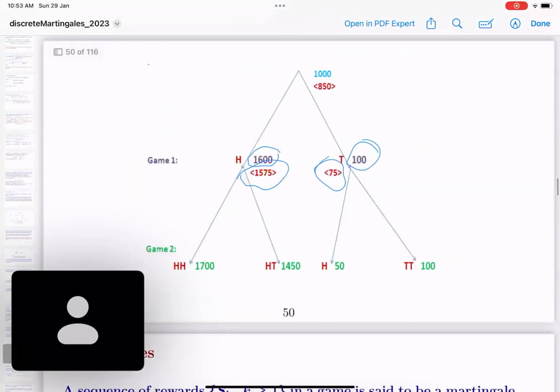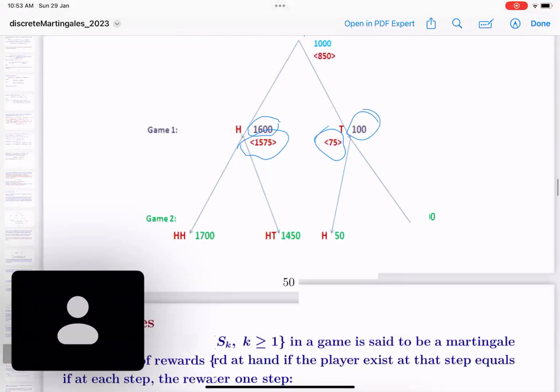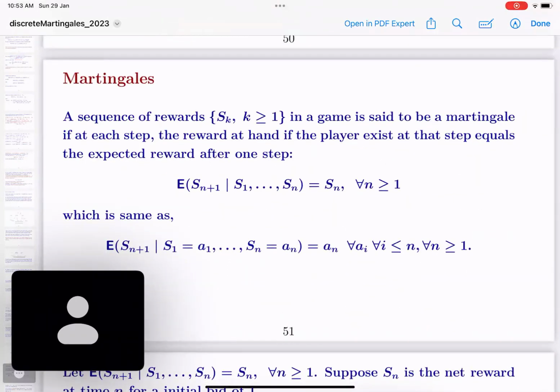So if such a thing can be ensured, then the sum of the total net reward at each point becomes what is called a martingale. So here is a martingale. This is S0. S1 is 1600 or 100 with probability half-half, and HH will correspond to 7. So this is S2, the total sum, S1, S2. And here this picture, less than or equal to is one thing, but if it remains equal, then it is called a martingale. The sequence of rewards is said to be a martingale if at each step the reward at hand, if the player exits at that step, equals the expected reward after one more step.